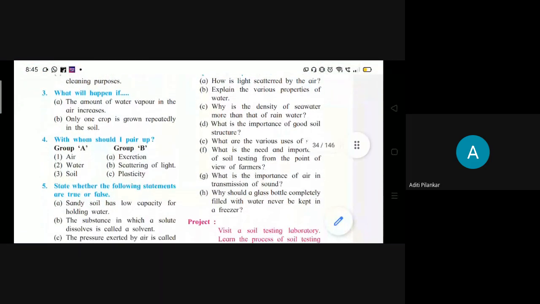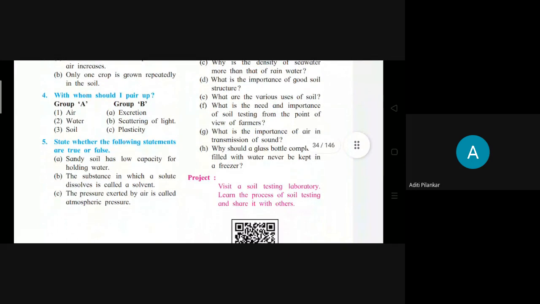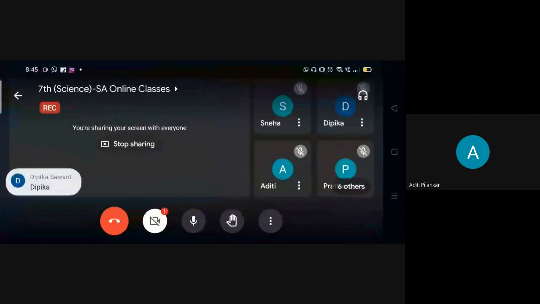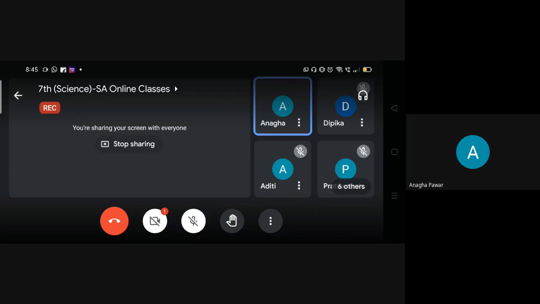Do we have any other question related to air in this? Okay. What is the importance of air in transmission of sound? Yes, Anagha? Air is the medium for the transmission of the sound. We are able to perceive the sound due to the air around us. The sound waves travel through the medium of air and reach us. In absence of air, we cannot hear the sound. Here, air is most important for the transmission of the sound.